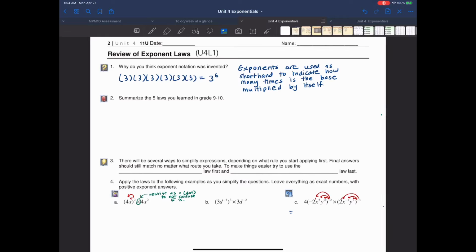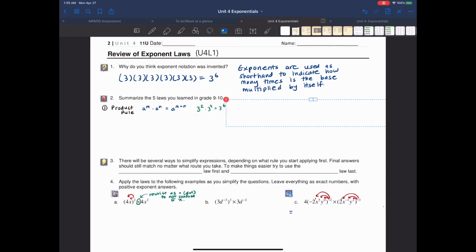And it says for question 2, summarize the 5 laws you learned in grade 9 and 10. So the first rule is the product rule. The product rule is when you have two bases that are the exact same with exponents on them and they're being multiplied. When you see that, what do you do with them? Well, when the two terms are being multiplied, you're going to add the exponents. So for example, if you have 3 to the exponent 2 and 3 to the 4, you're going to get 3 to the exponent 6.